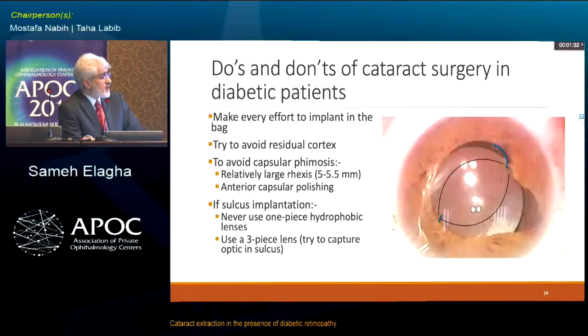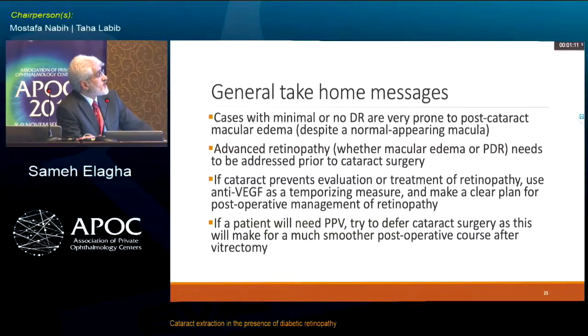انا I lost a case مره لان انا قلت مش مشكله ده السالكس بتاعه صغير هحط الاي او ال في السالكس and it was a horrible experience. You must use a three-piece lens, and if possible, you need to try and push the optic through the rhexis to achieve an optic capture to decrease the contact between the iris and the periphery of the lens. So these are the general take-home messages.